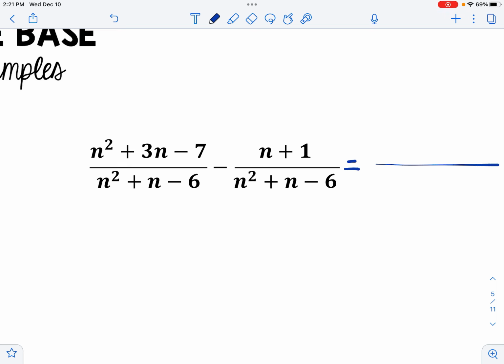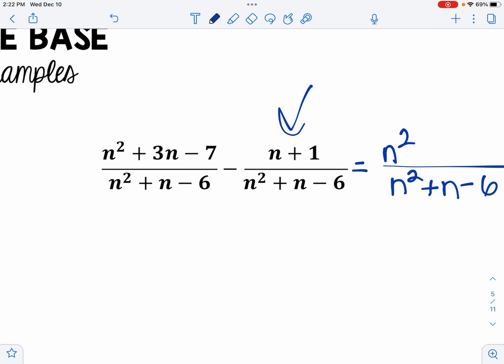Okay. So then on this one, you'll notice common denominator. Great. So I have n squared plus n minus 6. And then I'm going to subtract this time. Remember, you're subtracting. So I go n squared minus, well, there is no n squared in this polynomial. So I'm just going to say n squared. And then, okay, now I'm going to go 3n minus n, which is 2n, because I'm subtracting. And then I have -7 minus 1, which is -8.